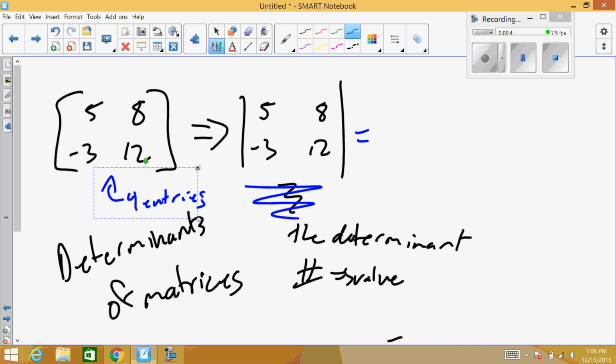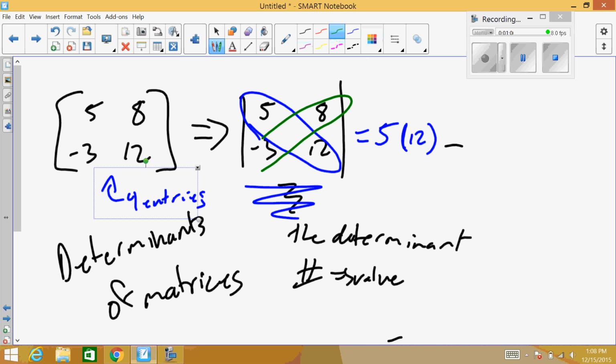So the way I find a determinant of a 2x2 is I take my diagonals. I'm going to start top left to bottom right, and I multiply those 2 entries together. Then I put my minus sign in between, and I come back to my other diagonal, 8 times -3, and that's how I find my determinant. So now I just need to simplify.